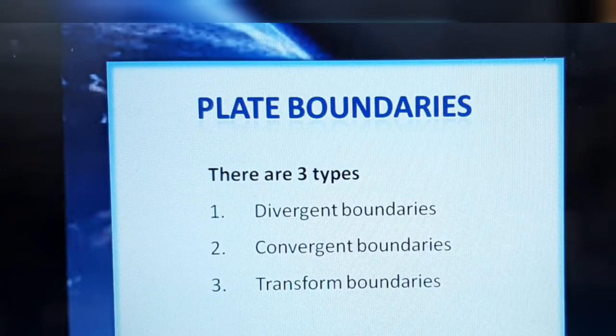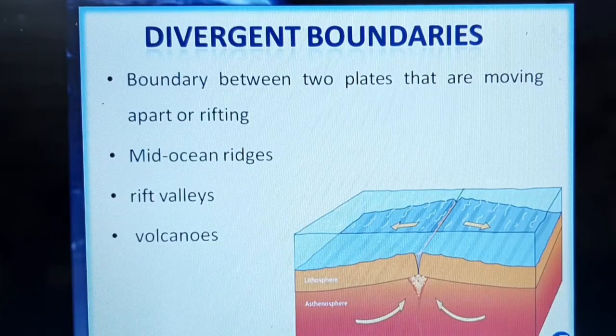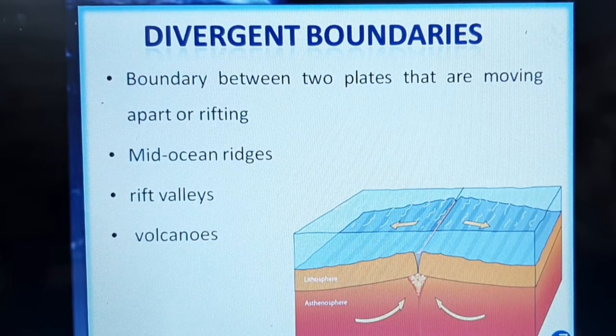A plate boundary is the region between two tectonic plates. Plate boundaries are of 3 types: divergent boundaries, convergent boundaries, and transform boundaries. Divergent boundaries are formed between 2 plates when they move apart. They form mid-ocean ridges or rift valleys or volcanoes.